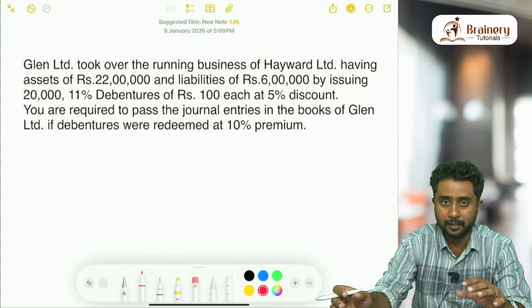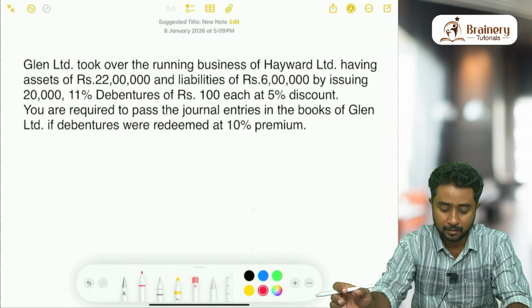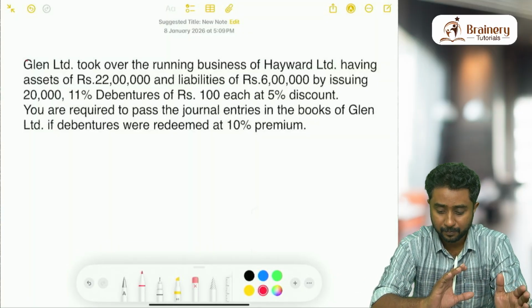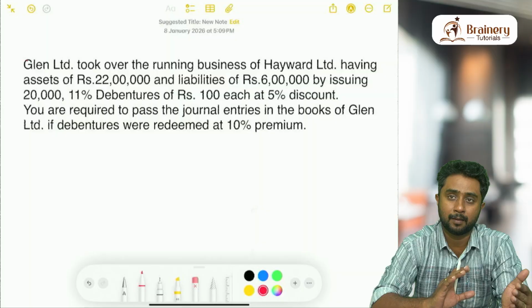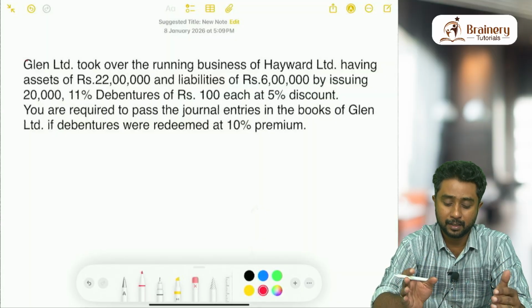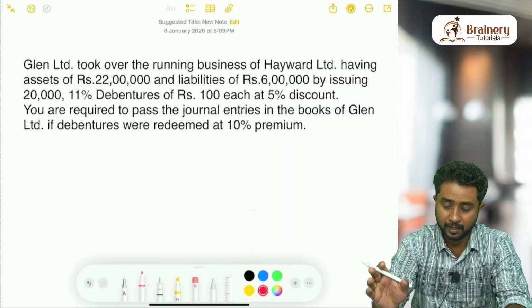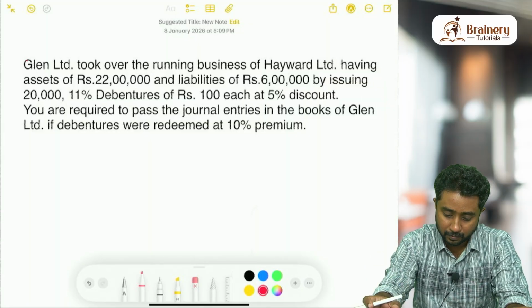That redemption case is associated with the case of consideration other than cash in this question. So they are combining both the cases. Combining both the cases means issued for consideration other than cash as well as redeemable cases. So let us see the question.